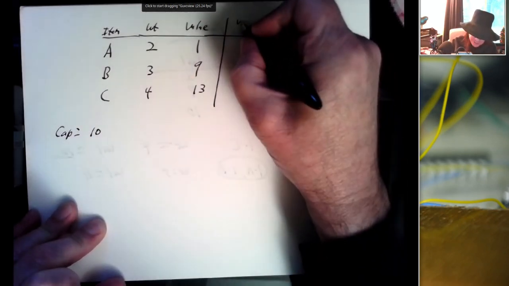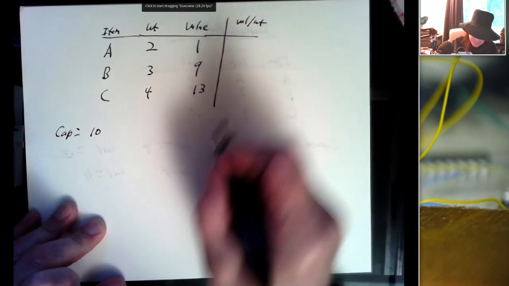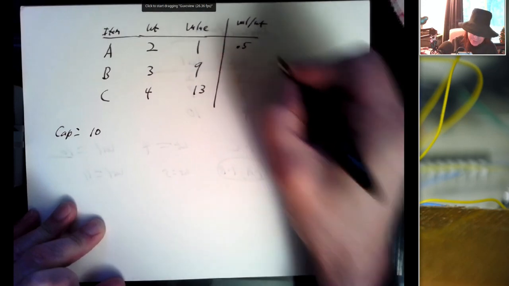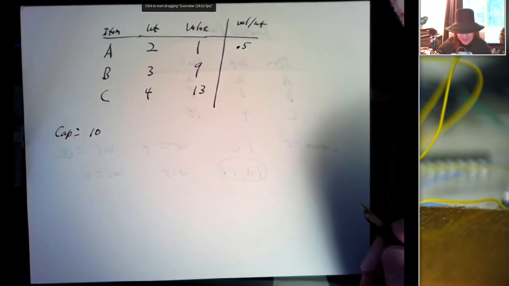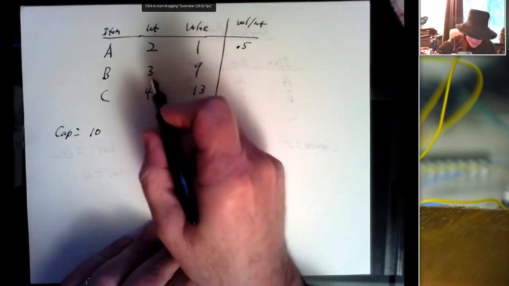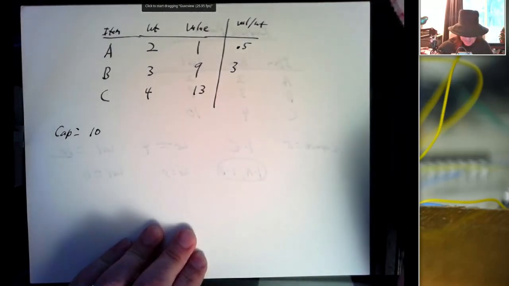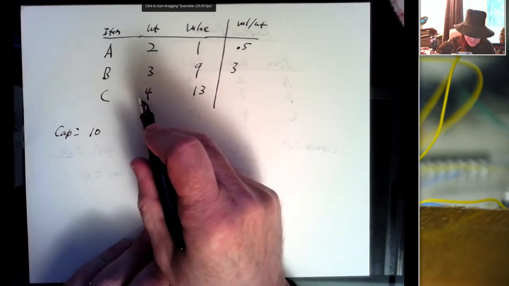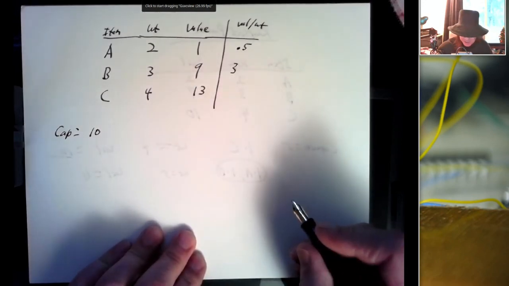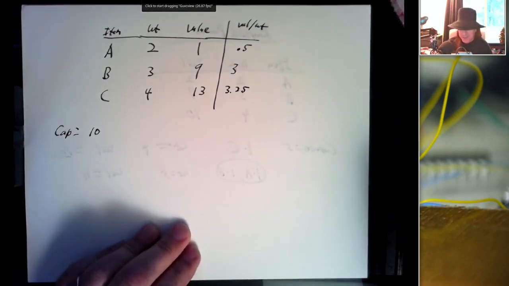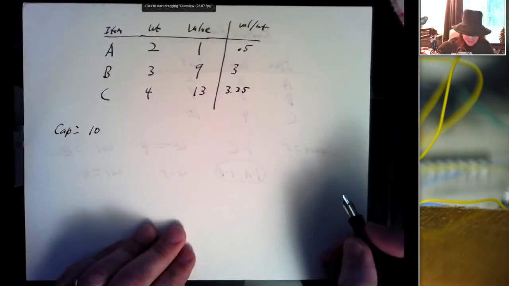Okay, so we can calculate value per weight. This weighs 2 pounds and is worth 1. That's only 0.5 per pound, not very valuable. Item B, 9 divided by 3, that'll be worth $3 per pound. And item C, $13 for 4 pounds, that's worth $3.25 per pound. So this is our most valuable item.